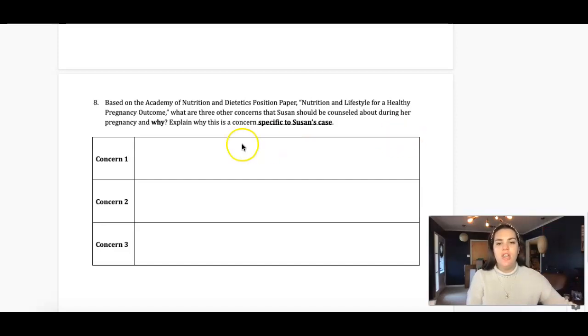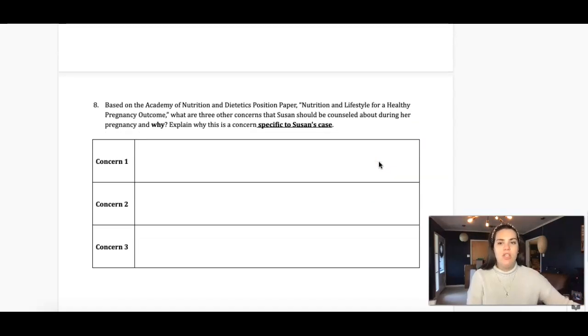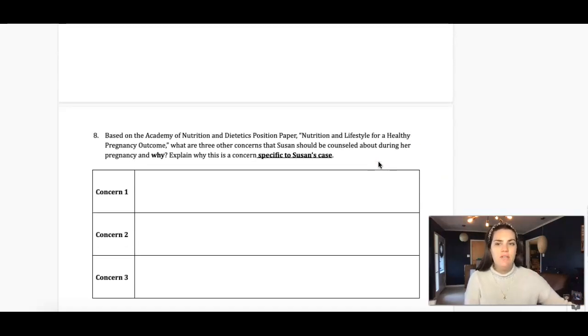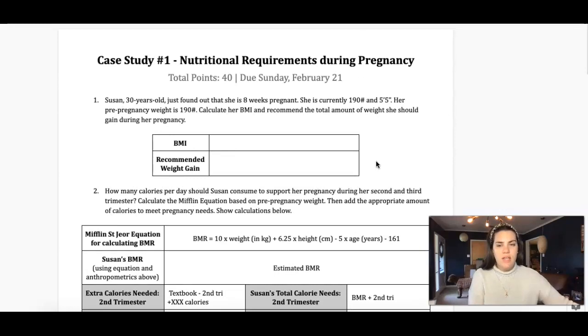So be sure that you are choosing a concern that is actually related to her case and then explaining why this is a concern. You can use the literature in this article to explain why this is a concern and how it relates to Susan's case. So that answers a few of the questions that I've received. If you have any other questions, please don't hesitate to send me an email and I will be happy to answer those.